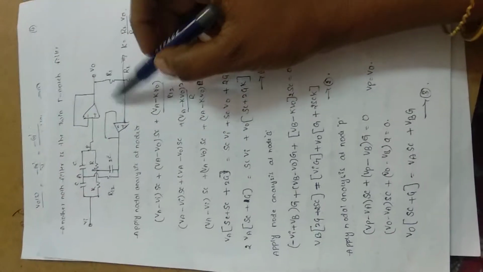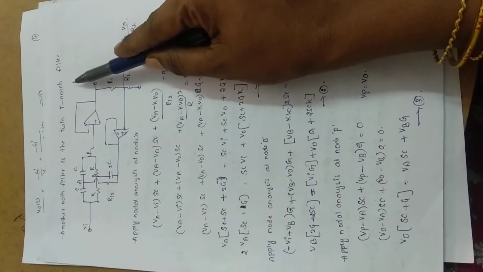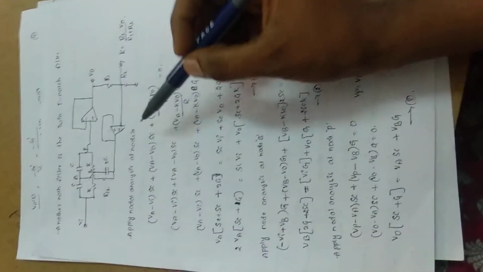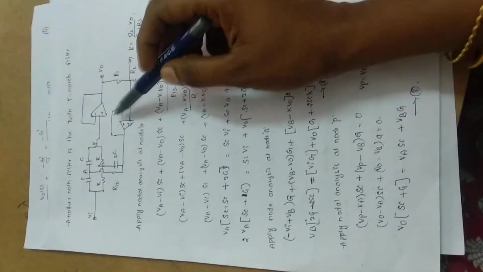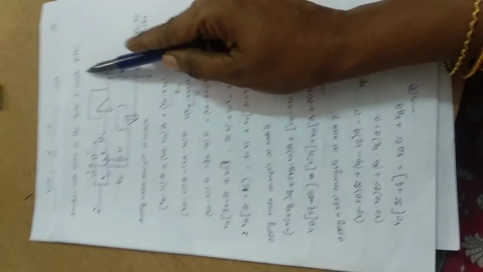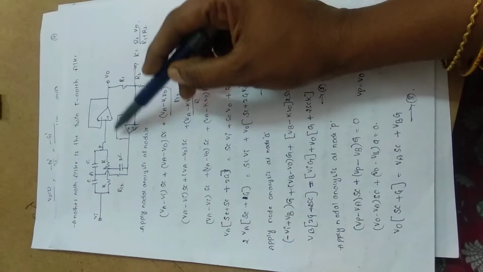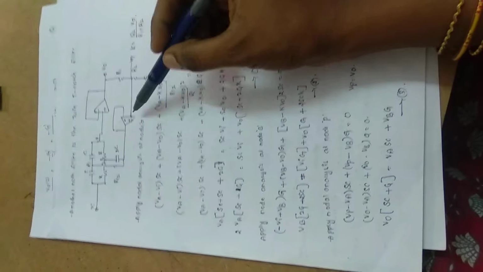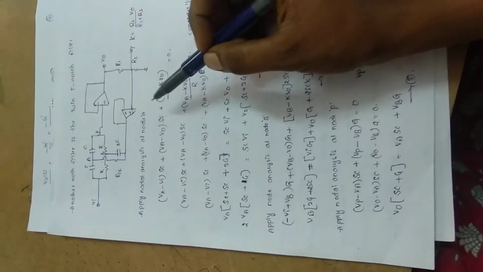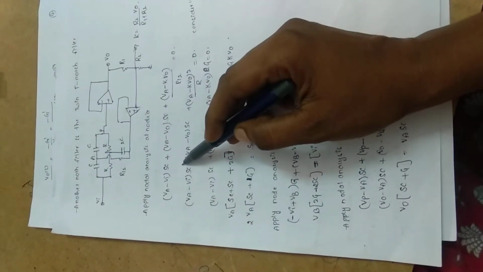This is another notch filter, the twin T notch filter. This is the circuit diagram. These two are connected in a T notch connection, meaning it is connected in a T shape. For this circuit we are applying nodal analysis.